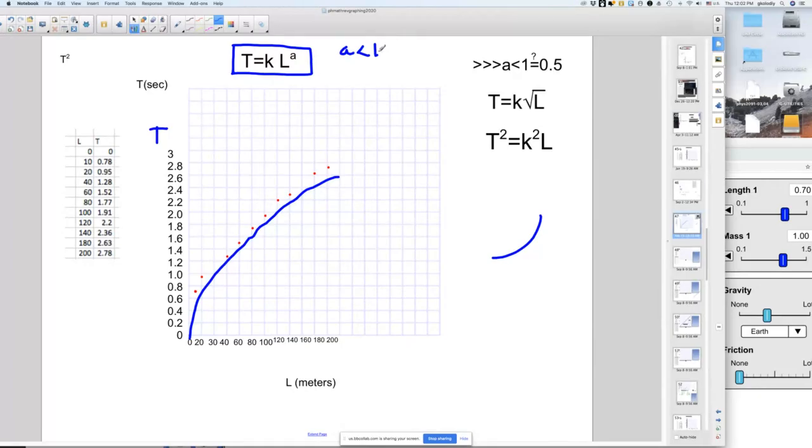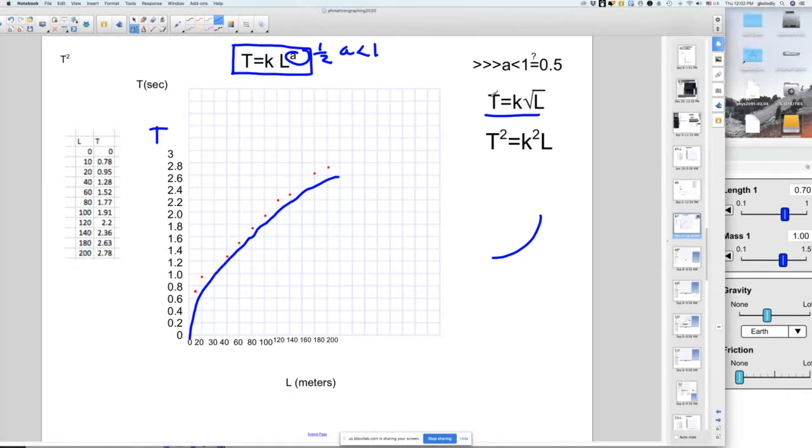Now, let's see. That's a number less than 1. Very often you get a half as that number. So we're going to guess that it's a half. A half means square root of L. So what we're guessing is that T is equal to K times the square root of L.